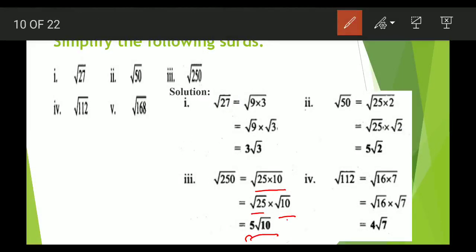Next is square root of 112. 112 can be written as 16 multiply 7. So square root of 16 and square root of 7. Square root of 16 is 4 and square root of 7 will be square root of 7. So answer is 4 square root of 7.